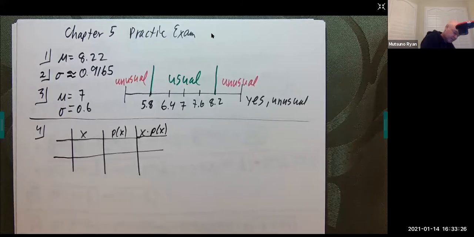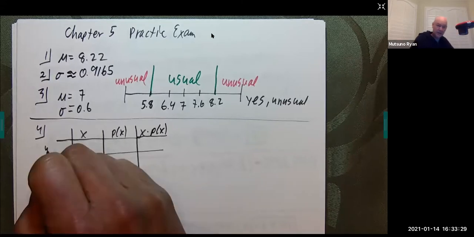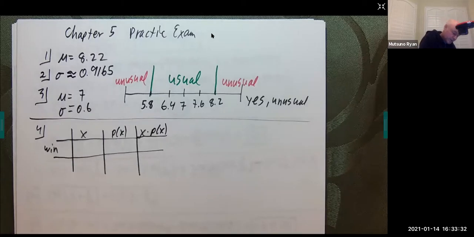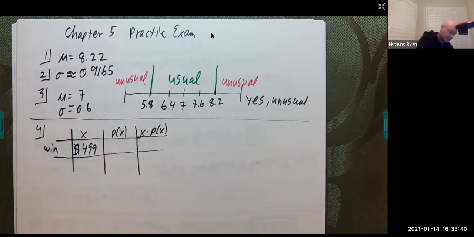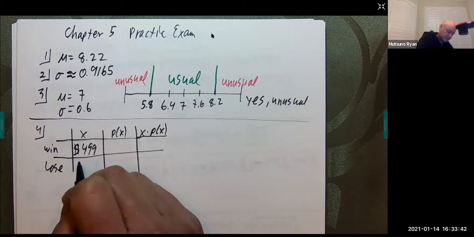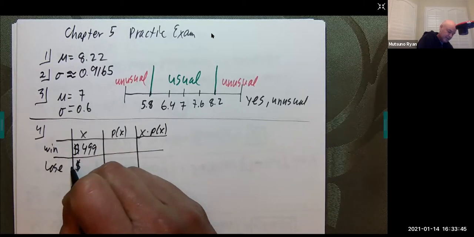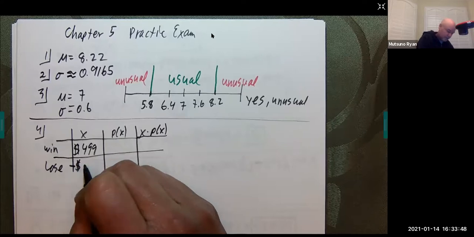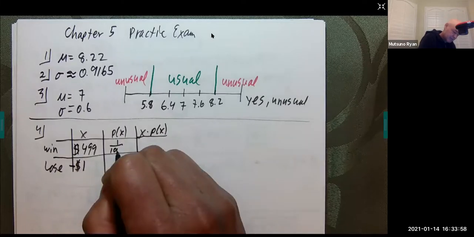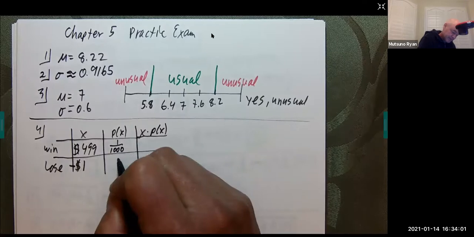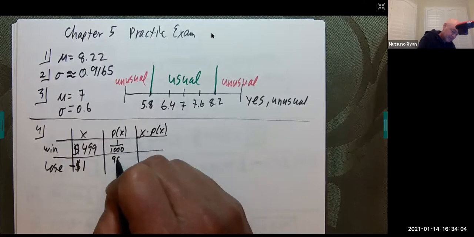And here, this is if we win. So if I'm playing this game and I win, I win $499 because it cost me $1 to go in. If I lose, I'm out a negative $1. The probability of winning is 1 out of 1,000. Probability of losing, 999 times out of 1,000.